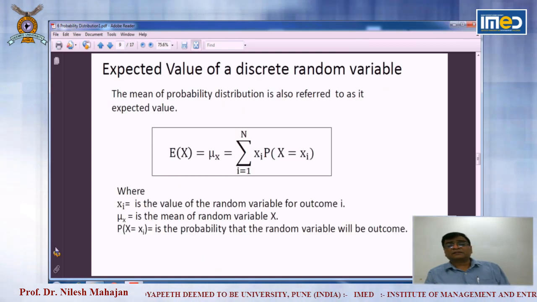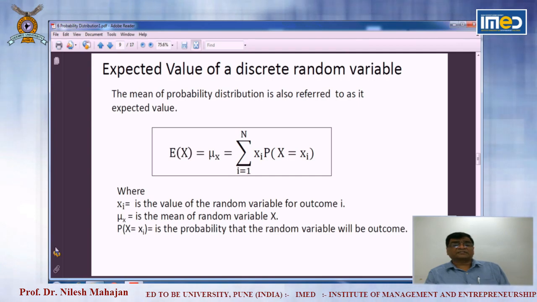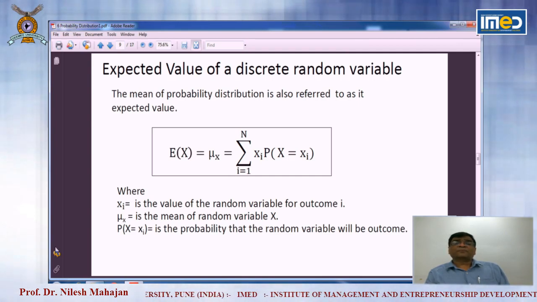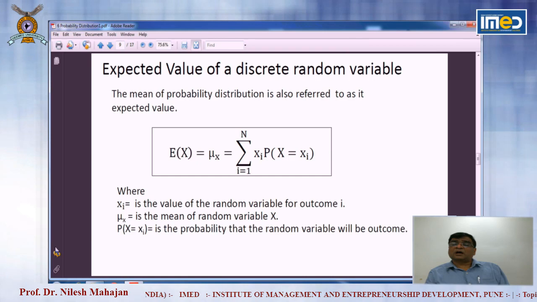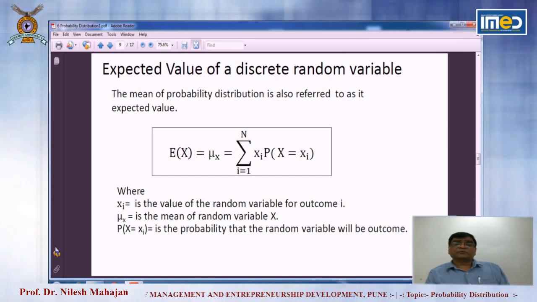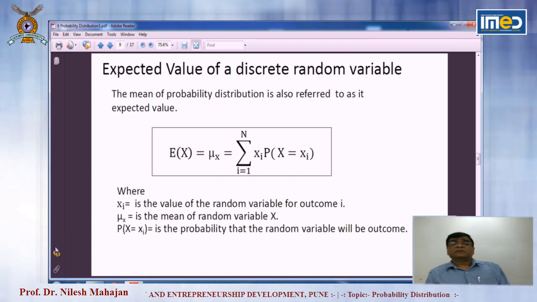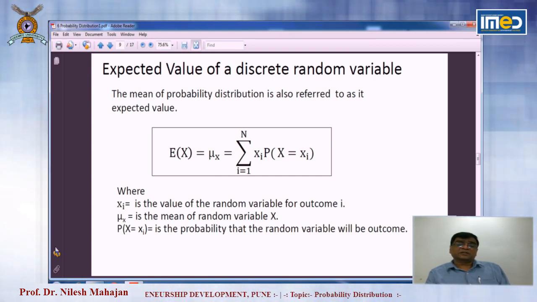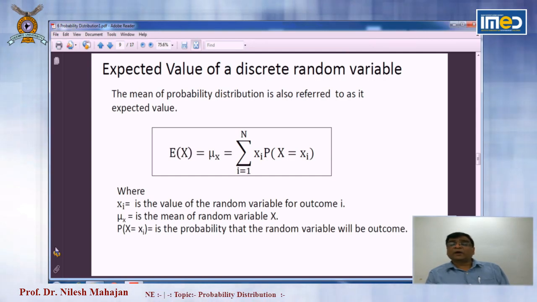Now we define the formula of expectation, the expected value. The mean of a probability distribution is also referred to as its expected value. Here the expected value is represented by E(X), equals mu X, equal to the summation of i varying from 1 to n, because my values are finite, so I can consider 1 to n, of xi P(X equals xi), where xi is the value of the random variable for outcome i.